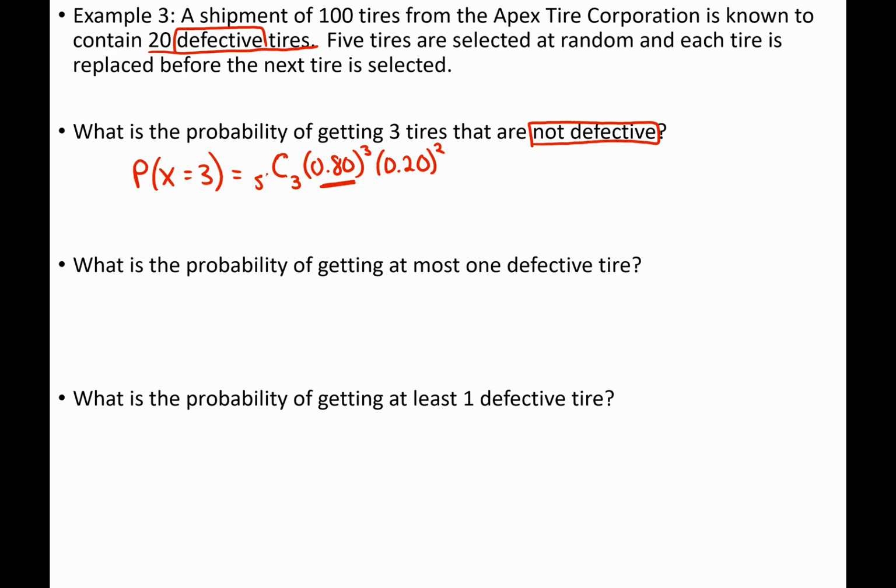Now figure out what these are real quick. If you want to do the calculator shortcut, you can. And also be careful on this. You're not selecting 100 tires. You are selecting 5. The 100 you use to get your probability of success and failure. So just be careful on that.